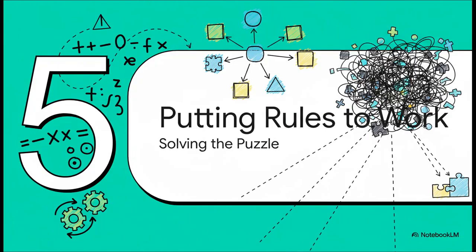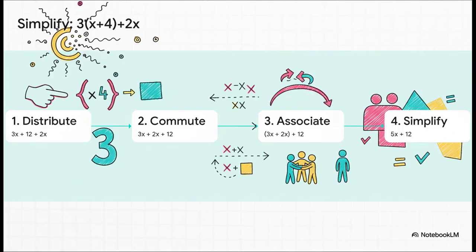All right, we've assembled our toolkit. We've got the commutative, associative, identity, inverse, and that master key, the distributive property. Now, it's time. Let's go back to that messy puzzle from the beginning and see how these rules bring some beautiful clarity. Okay, watch how this all comes together. First, we bust open those parentheses using our master key, the distributive property. 3 times x is 3x, and 3 times 4 is 12.